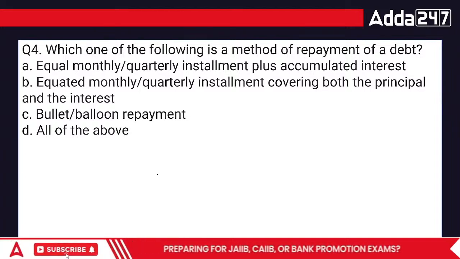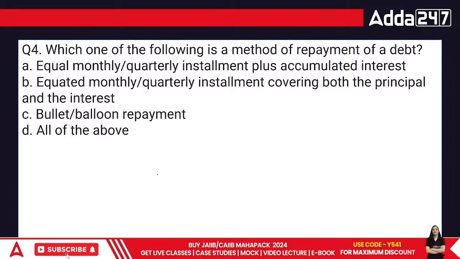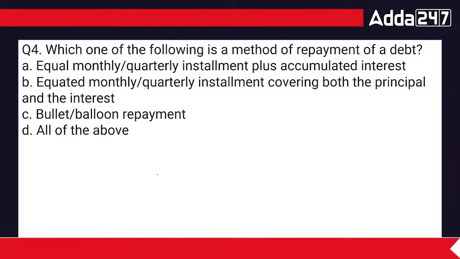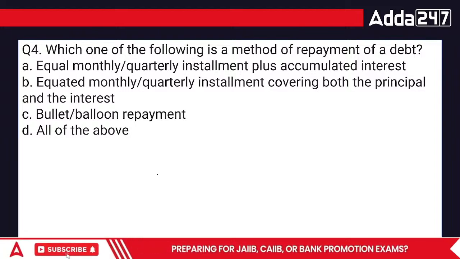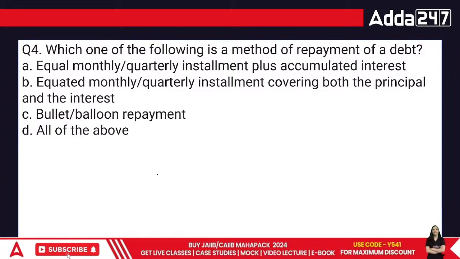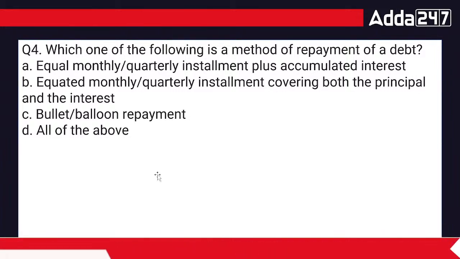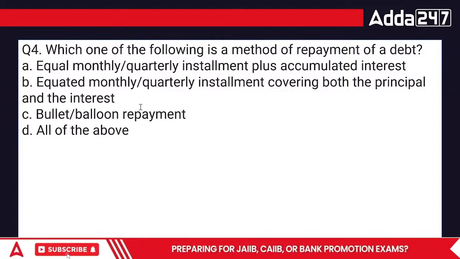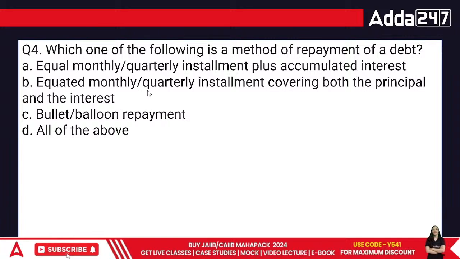Which of the following methods is a method of repayment? Equal monthly or quarterly payments plus accumulated interest. EMI: equated monthly or quarterly installments covering both the principal as well as interest. Bullet or balloon repayment: one-time repayment is actually called bullet or balloon repayment. And the last one is all of the above. If I am explaining all of these, so technically what's going to be the answer, everyone?